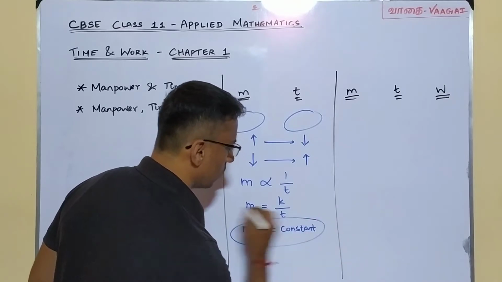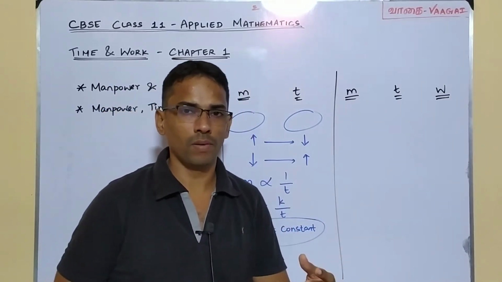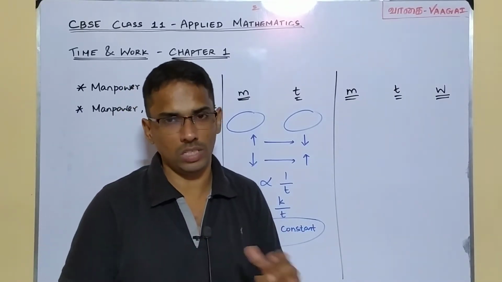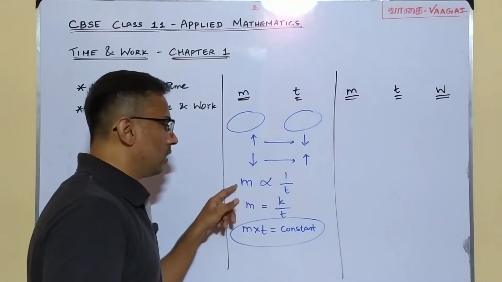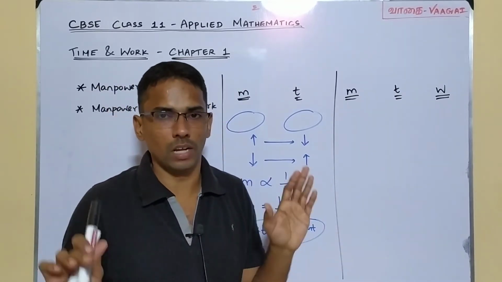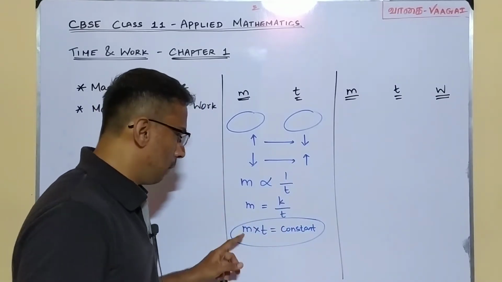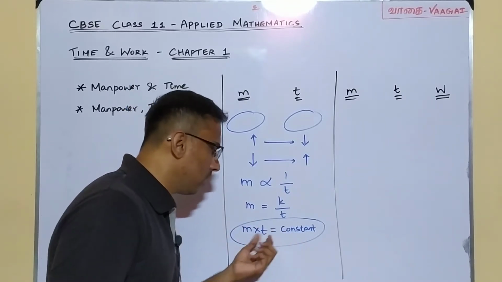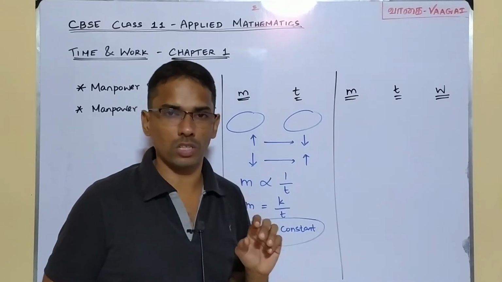Okay, so this is a very important thing that we have to keep in mind. So manpower and time, their product, if I multiply them, I will always get a constant. This is what we have to always remember. Why? Because they both are inversely proportional. That's the relation. Yes, you have to keep this in mind. Manpower into time is equal to a constant, and for a fixed work it is going to be constant.